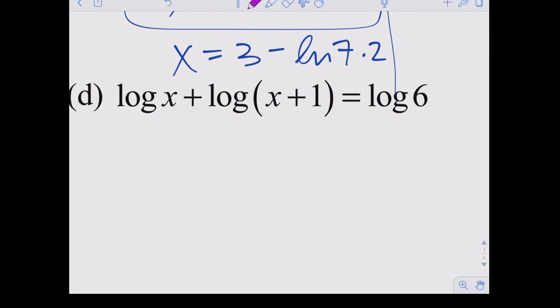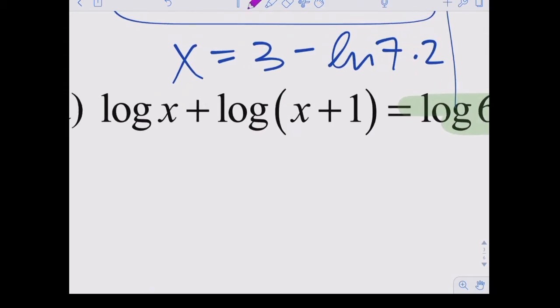Now you have two options here. You can either bring all the logs to the left side and condense it down to a single log, or you could say I'm going to get a log on one side and a log on the other side. And of course, if I can get logs of the same base on either side, I can set the arguments equal to each other. So that's what I think I'm going to do. I got log base 10 of 6 over there.